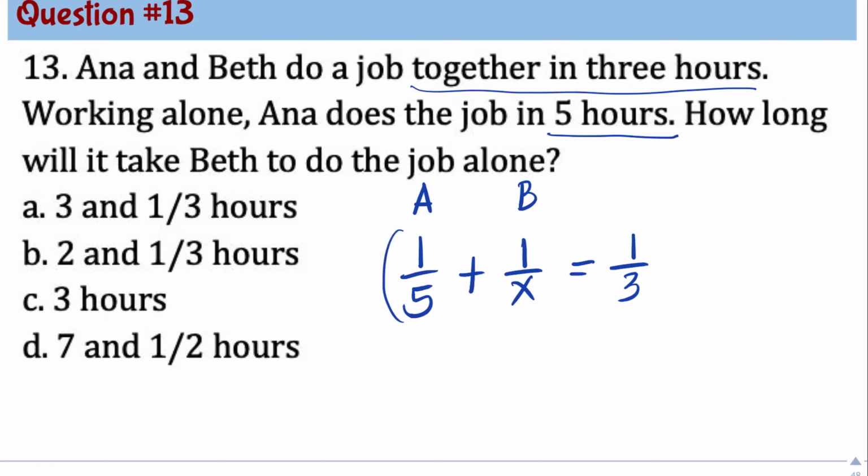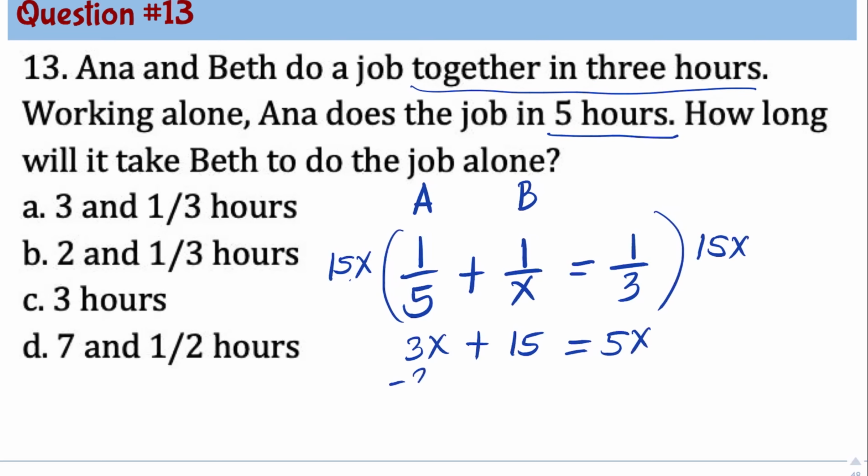Solving equations like this with denominators 5 and 3 and x, we simply multiply the denominators 5, x, and 3. So 5 times 3 is 15, times x is 15x. That means we need to multiply each of the fractions by 15x. So 15x times 1 is 15x, divided by 5 is 3x. Plus 15x times 1 is 15x, divided by x is 15. 15x times 1 is 15x, divided by 3, we have 5x.